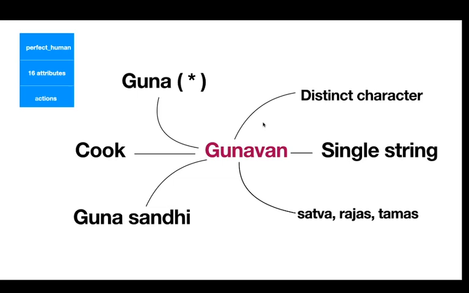other characteristics together. There are 16 attributes defined for a perfect human being. The single thread which binds them together is what is called as guna. Very interestingly, the person who cooks the food is also called as guna. How is it related to Ramayana? Well, that's a discussion for another day.